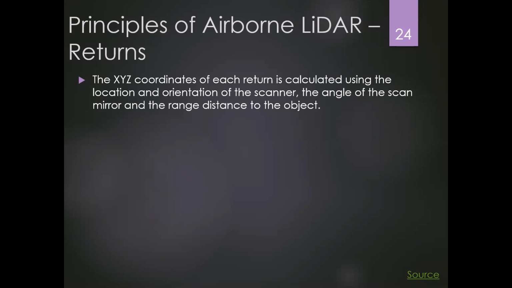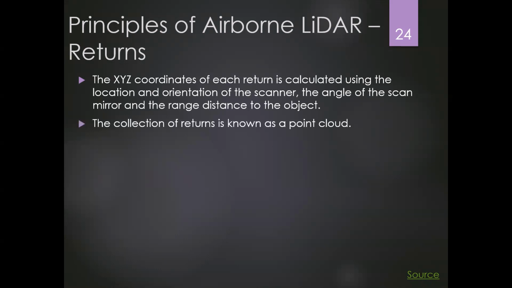Z is the distance between that location and the sensor, right? Since we also know the altitude of the sensor, we use the difference between the altitude of the sensor and the distance between the data point and the sensor to address what? To address the elevation of that data point, right?